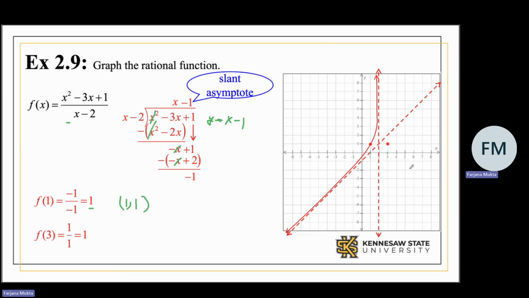So for x equal 3, the y value we get is 1. So the ordered pair is (3, 1), which is right up here. That helps us to know that the graph on this part will look like this. All right, that's it.